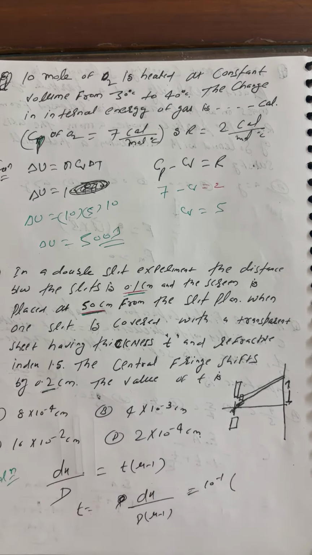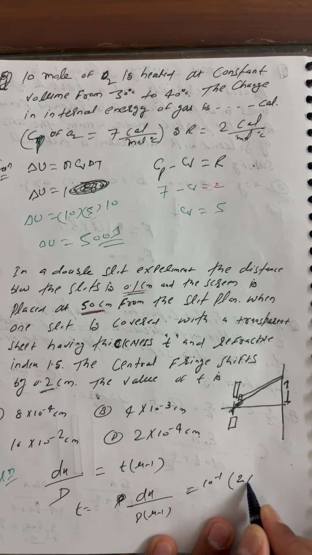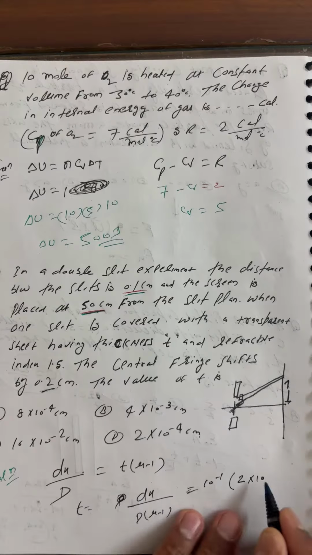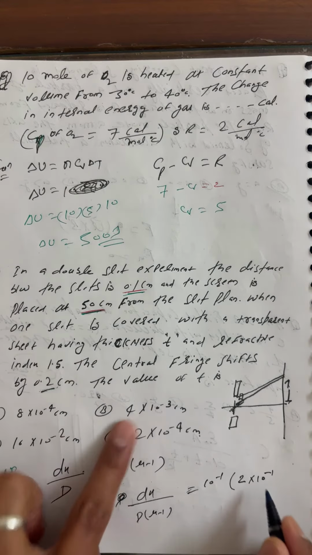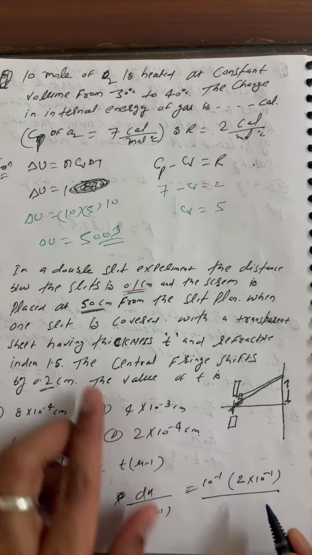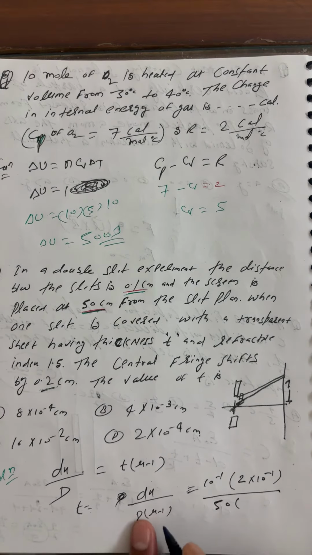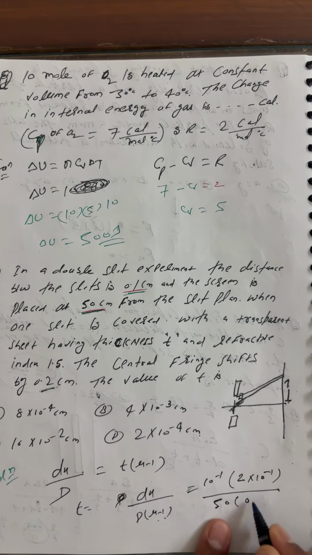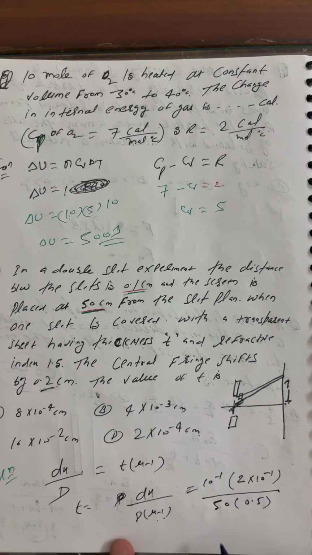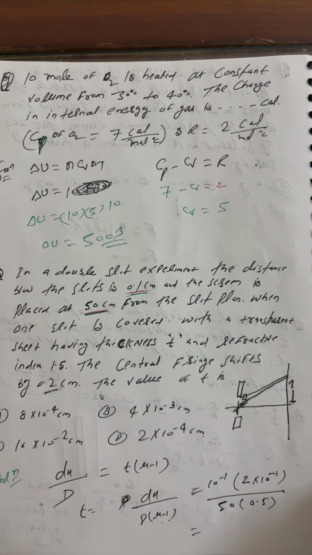How much? 0.2 centimeter, so you can write 2 into 10 to the power minus 1. I am converting this in power form only. Then D is 50 centimeter. And mu minus 1 is 1.5 minus 1, which is 0.5. Further, you can solve and see which option you get.